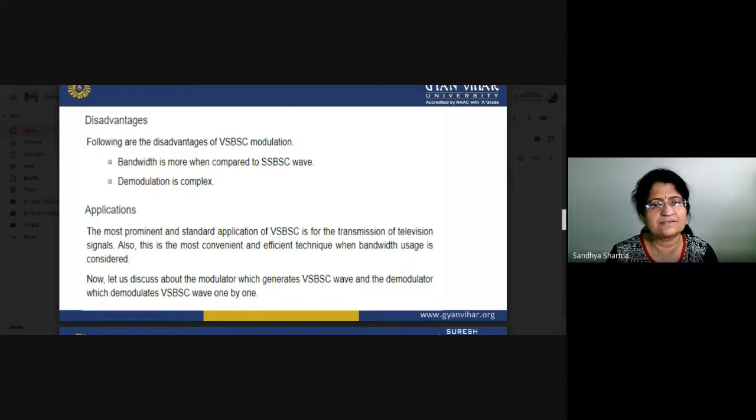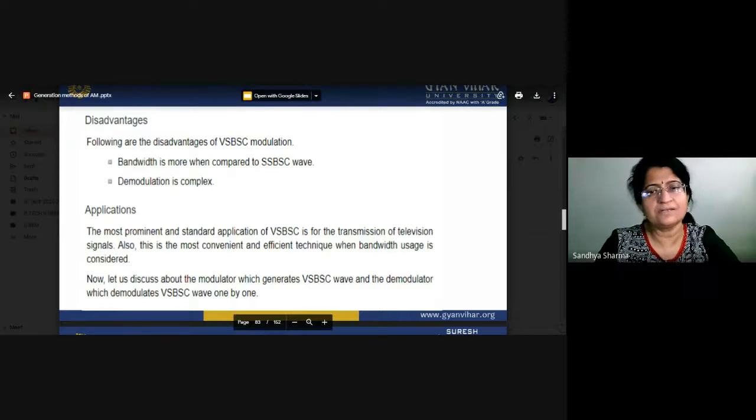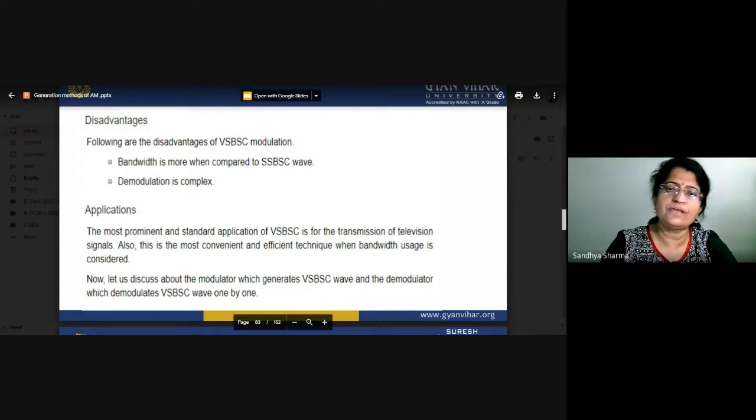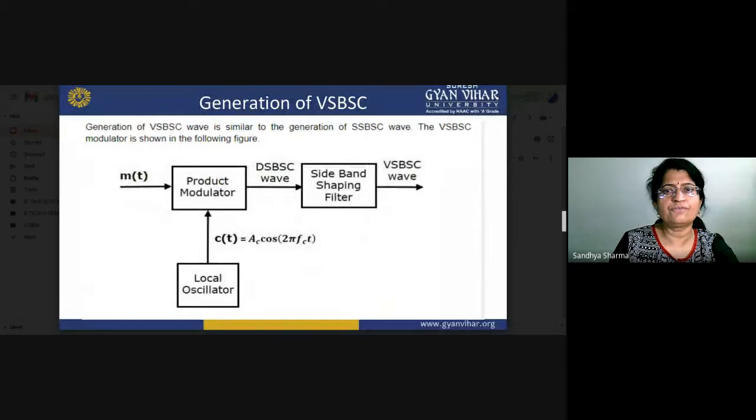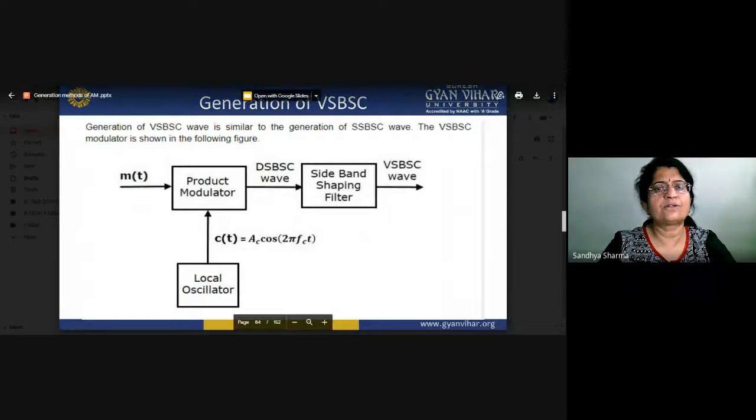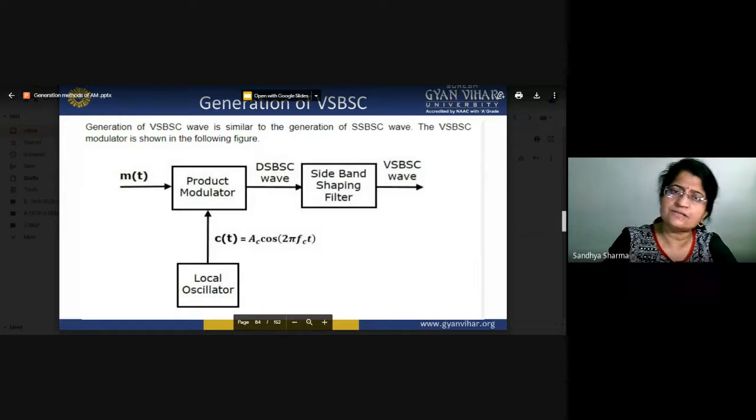So let's discuss the modulators which generate the VSB-SC wave and the demodulator which demodulates the VSB-SC. Now we will focus on the modulator part and demodulator part: how we can generate the VSB-SC waves and how we can demodulate our signals using the demodulator. That is basically the generation of VSB-SC. If we are talking about the product modulator, we are also working with it.